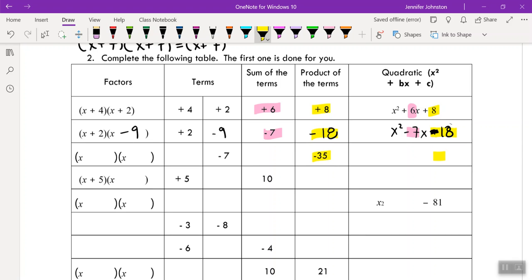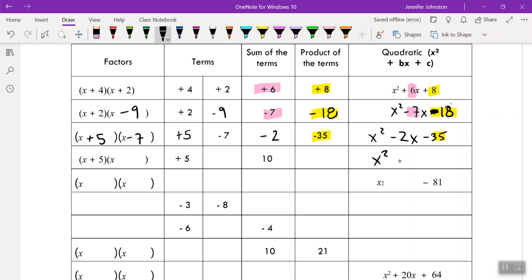Okay, here we're being told that the last number is negative 35. Two numbers that multiply to give us negative 35. Is it negative or a positive? It's a positive 5 and a negative 7, because the product has to be negative. So x plus 5 and x minus 7. When we add those together, we get our middle term. So our middle term is going to be negative 2. Is it just like that? No, we have to put an x.